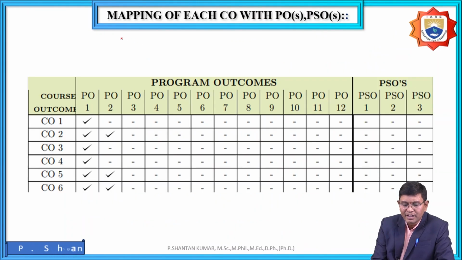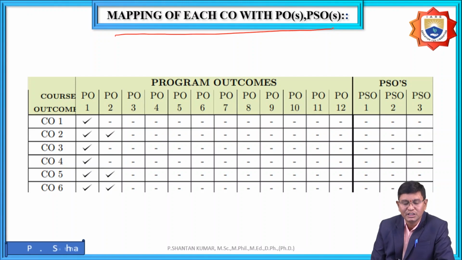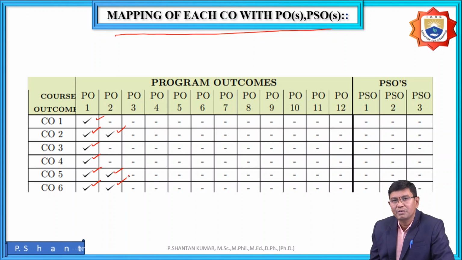And also the mapping: how each CO is mapped to the POs and PSOs. Here, whatever we took, that is PO1 and also PO2. Based upon PO1 and PO2, continuing with CO1 to CO6: CO1 is mapped to PO1, CO2 is mapped to PO1 and PO2, CO3 is mapped to only PO1, CO4 is mapped to PO1, CO5 is mapped to PO1 and PO2, and CO6 is mapped to PO1 and PO2. Subject-wise, we mapped PO1 and PO2 corresponding to CO1 to CO6.